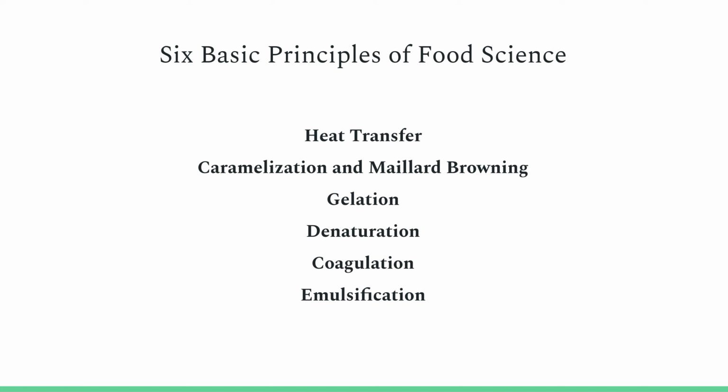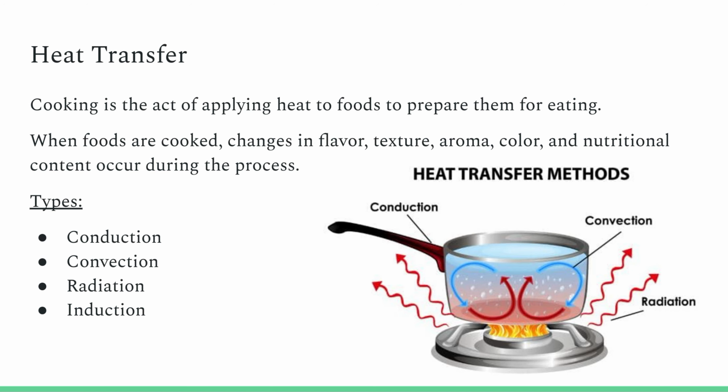The 6 basic principles of food science are heat transfer, caramelization and Maillard browning, gelation, denaturation, coagulation, and emulsification. Heat transfer. This is just talking about the act of cooking. Cooking is applying heat to foods to prepare them for eating. And when foods are cooked, there are changes in flavor, texture, aroma, color, and nutritional content.